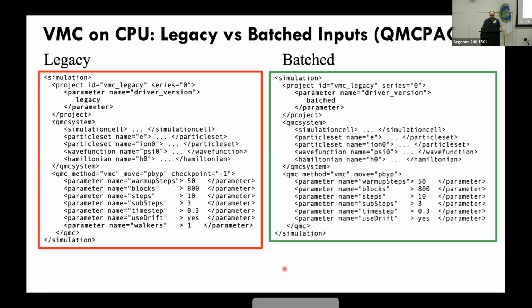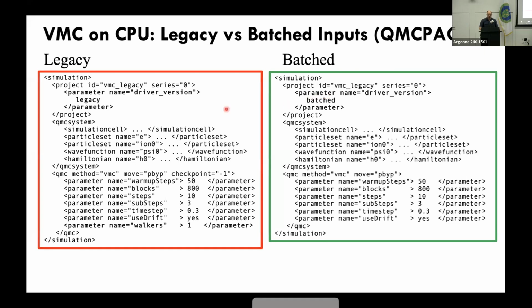So what does VMC look like in the input file? On all of these, legacy is on the left and batch is on the right. As Paul mentioned, one of these new parameters is the driver version. If you specify legacy, you get the old drivers. If you specify batched, you get the new drivers. In every build of QMCPACK that you do currently on CPU, both drivers are available. So if you have a QMCPACK build, it can run legacy and it can run batched right now.